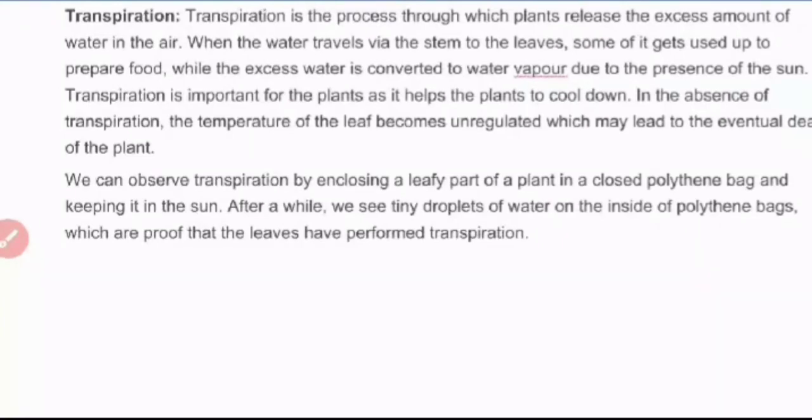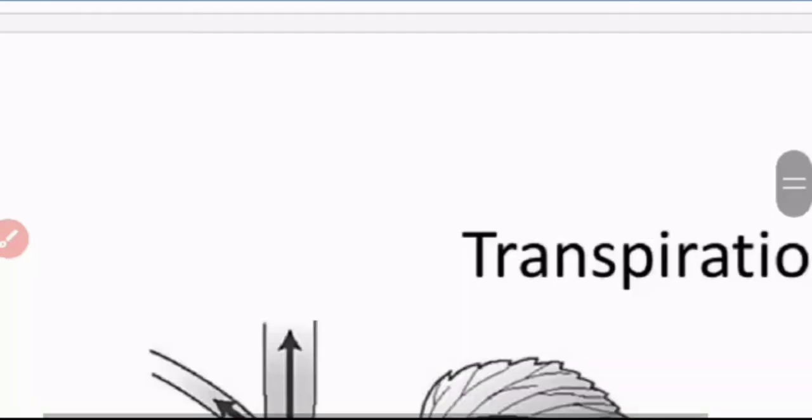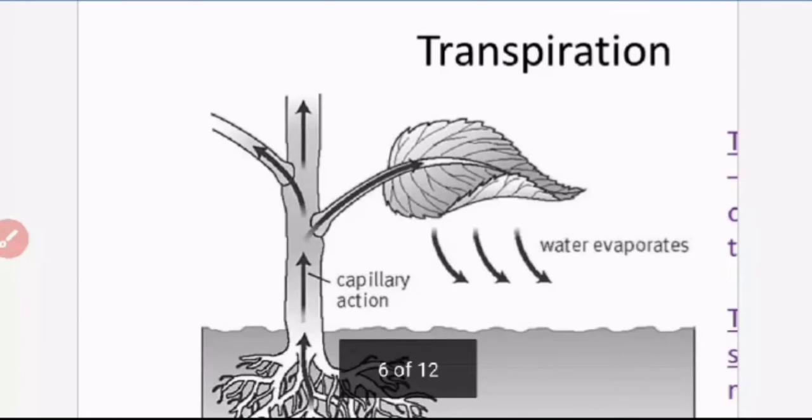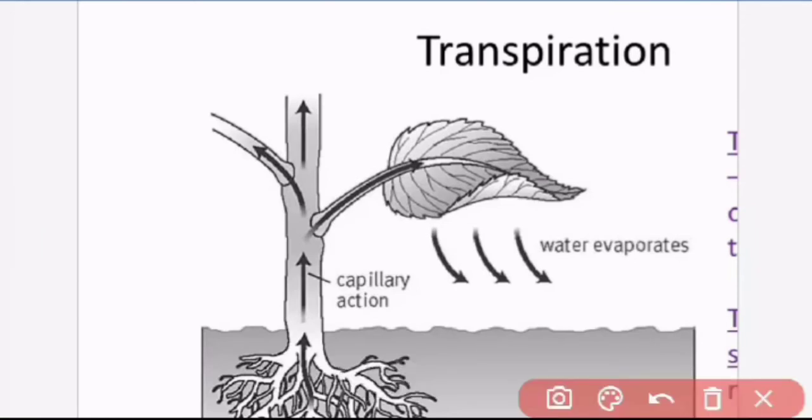Himanshu, it is clear. Just check your network connections. Now we are going to study the next function of the plant, which is very important for the survival. Okay, first of all, let us see this diagram of transpiration. So what is happening? First of all, from the soil, these stems are taking up the water.